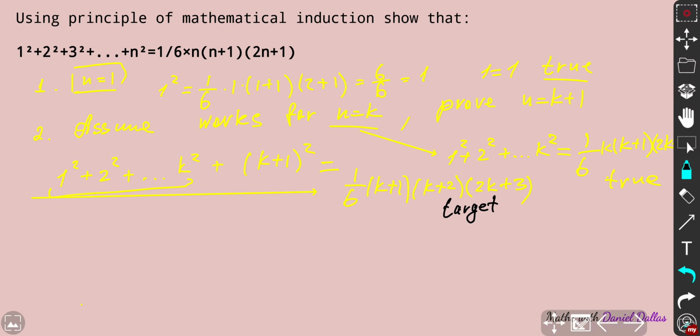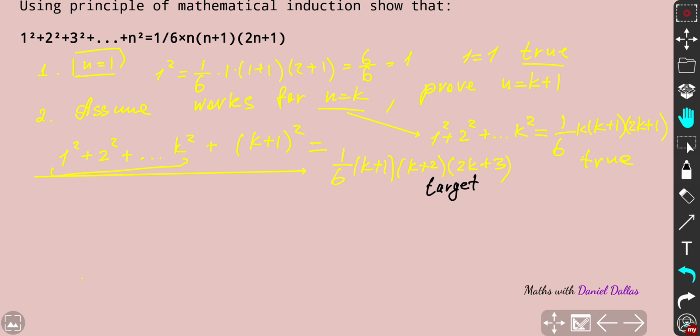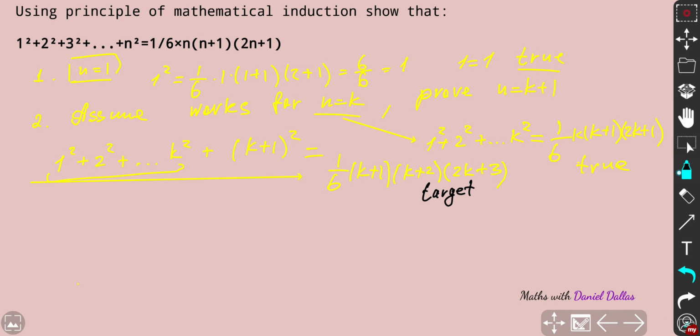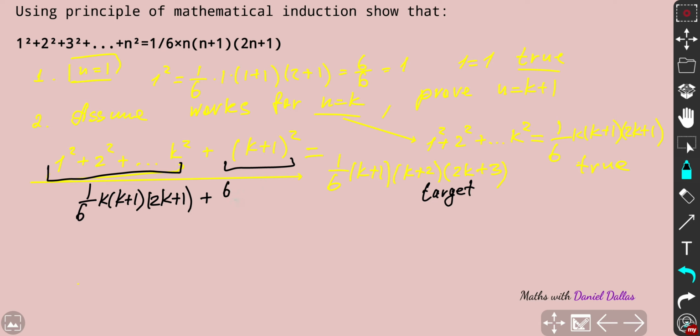Okay, so let's try to simplify a little bit. We've got the first part and the second part. For the first part, we simply plug in the formula: 1 over 6, k plus 1, and 2k plus 1. On top of that, we need to add the (k plus 1) squared term. So we can use the same denominator, and I'll use that one. All right, now we need to simplify.